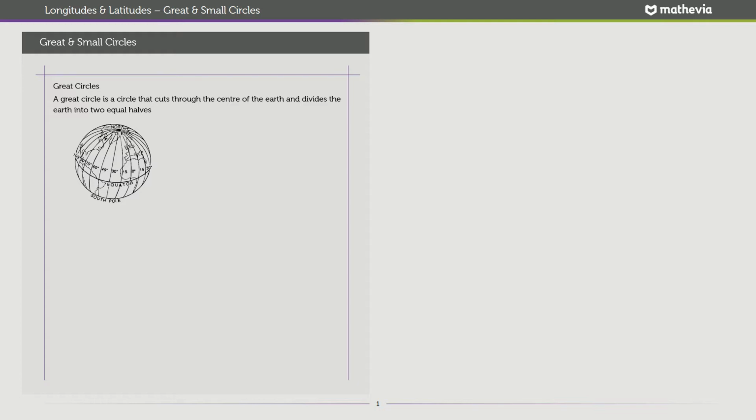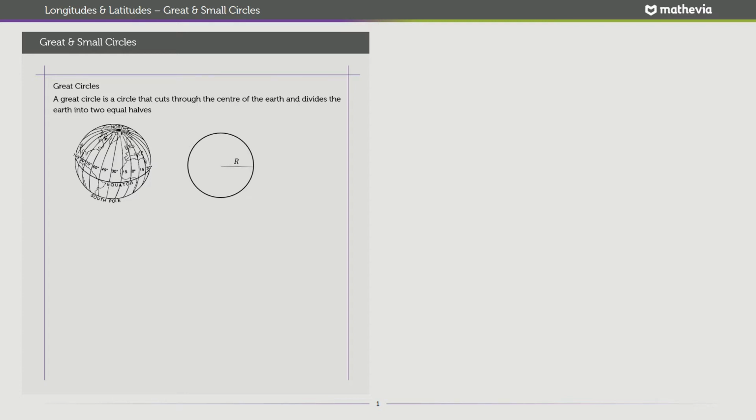All the longitudes are great circles. If you think about an orange, the longitudes pretty much divide the earth into two equal parts, but they do so at different angles. But they are all great circles. Basically they cut through the center of the circle and they are pretty much the same circumference as the equator.